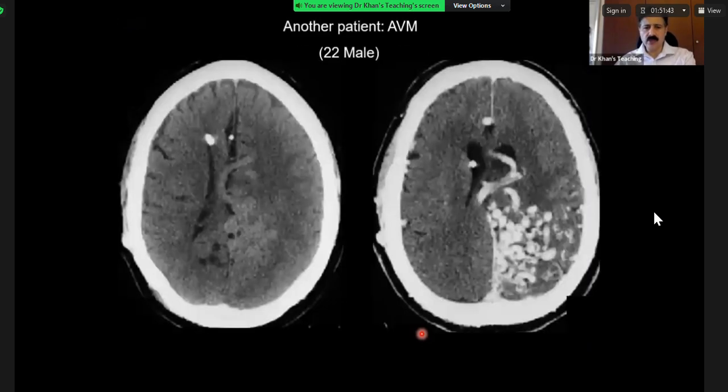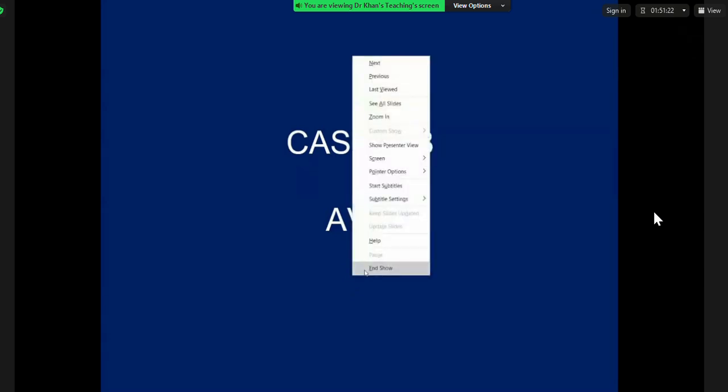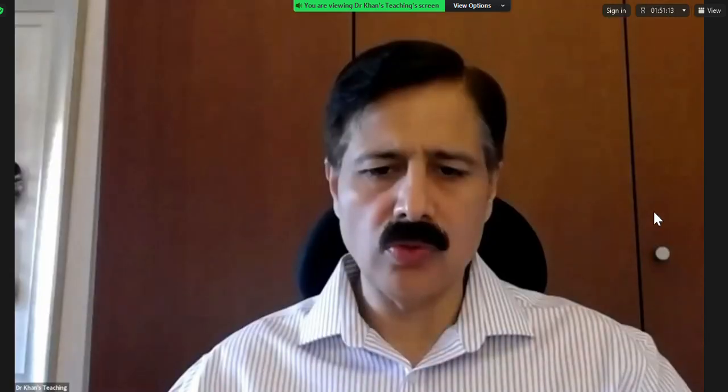Candidate 4 is going to be the next. This case I'm going to tackle myself, just to make a point that this was an AVM on a non-enhanced CT. You can see this high density serpentine type of shadow. You give contrast and it becomes evident. Now, case 208 is the type of case of AVM which will come in your exam. So let me show it to you.